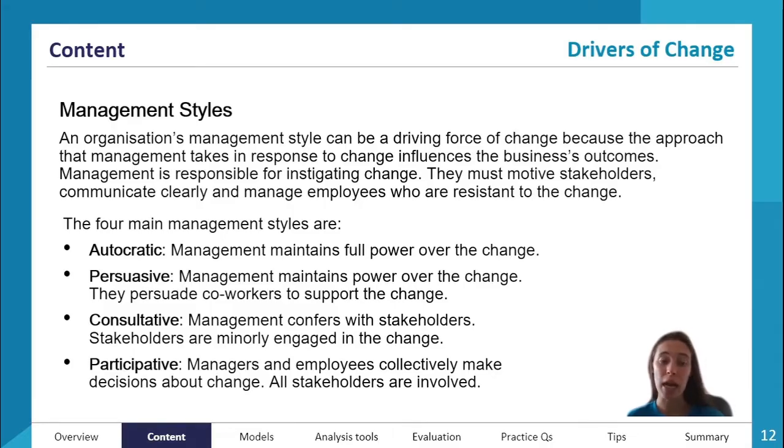So the four main management styles, we've got autocratic. Management is going to maintain full power over the change. It's not a collaborative kind of approach with the employees or with any other stakeholders. Persuasive is a little bit more flexible than that. Management is still going to have power over the change, but they're going to make an effort to persuade those workers to support the change as well.